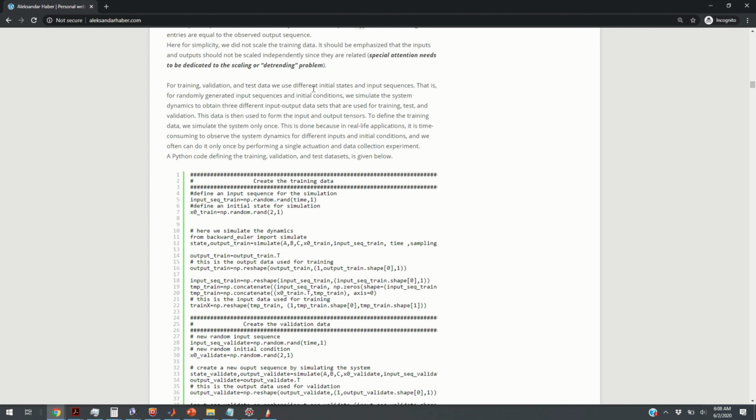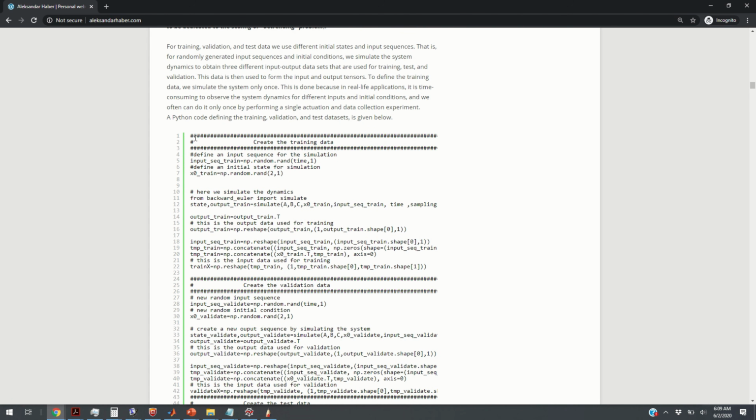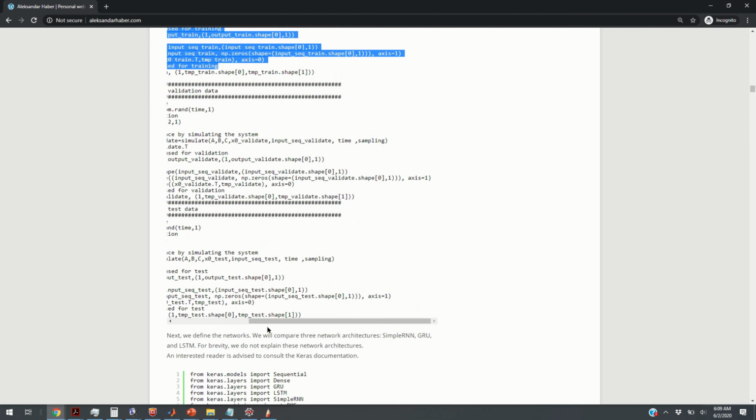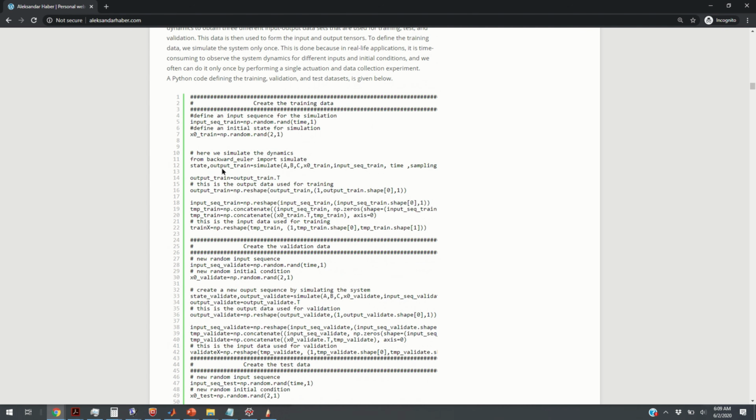Now our job is more or less done. Everything from now on is relatively simple for those of you who are familiar with Python. So what do we do? We create the training data. Here is the training data. Here is the code for defining the training data.